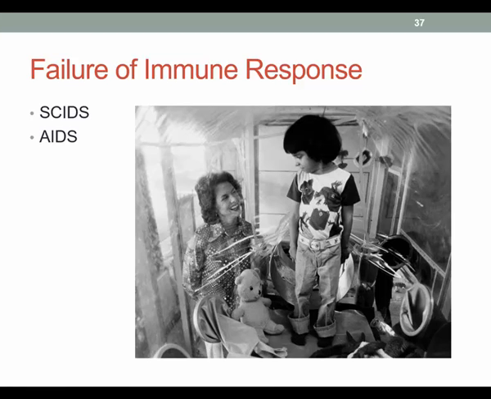AIDS is a virus that destroys the T helper cells, and without the T helper cell you can't get B or T cell mediated immunity. And eventually the person goes from HIV positive to full-blown AIDS, and you don't die of AIDS, you die of some infectious disease that you can't fight off.